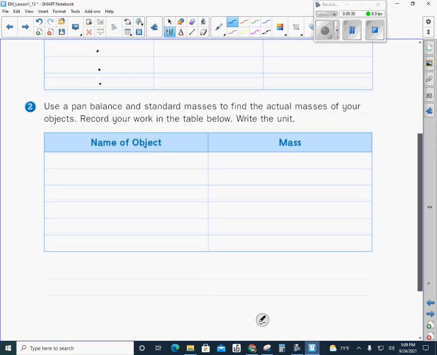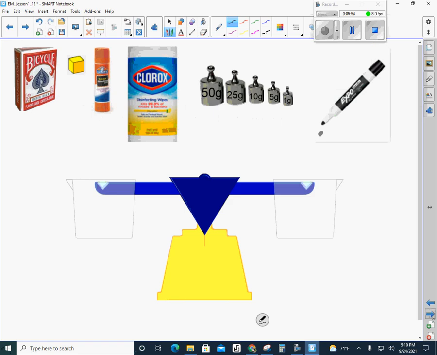All right, number 2 is going to be hard for you to do at home because you probably don't have a pan balance at home, and you probably don't have standard masses at home to be able to do this. So if you're doing this lesson from home, we'll try to get you caught up here at school and give you the opportunity to work with our pan balance here at school.